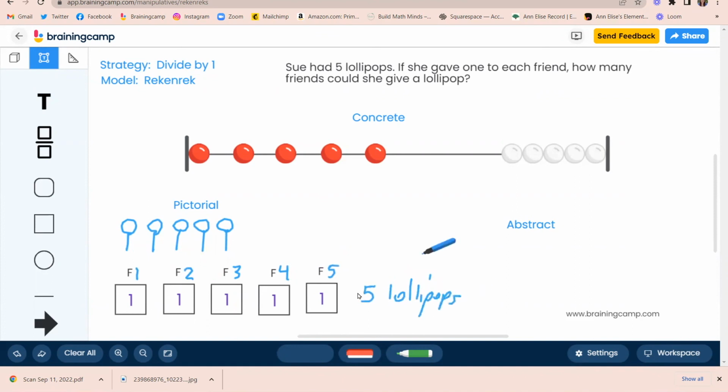And so how many friends was I able to give a lollipop to? It would be that 5. So abstractly, I can be recording this as the 5, and I was dividing it by the 1, the amount for each friend, and that was able to give away 5 of them.